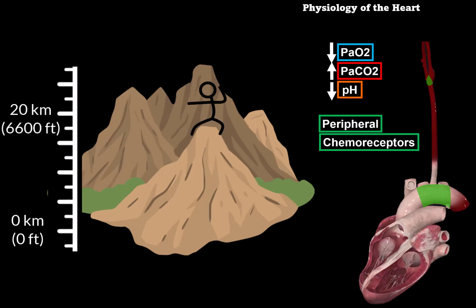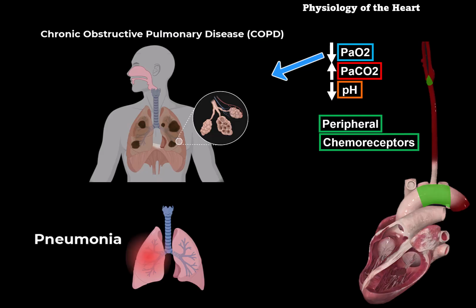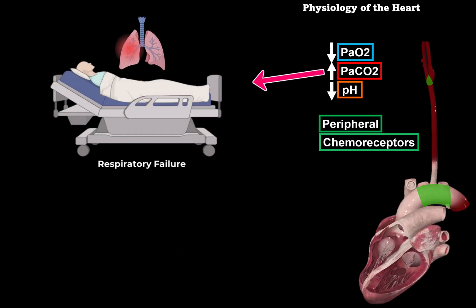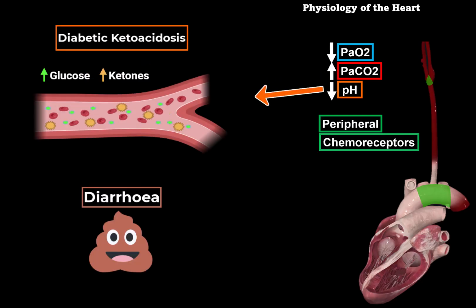So if you're on a mountain or a place with a high altitude where the atmospheric oxygen levels are lower, peripheral chemoreceptors will detect that decrease in arterial oxygen. Another example is that if there's a condition such as chronic obstructive pulmonary disease or pneumonia, that can lead to hypoxemia, stimulating peripheral chemoreceptors as well. Or if there's a respiratory failure, peripheral chemoreceptors respond to the increase in arterial CO2 levels. Or even conditions such as diabetic ketoacidosis or severe diarrhea can cause an increase in blood acidity as well.